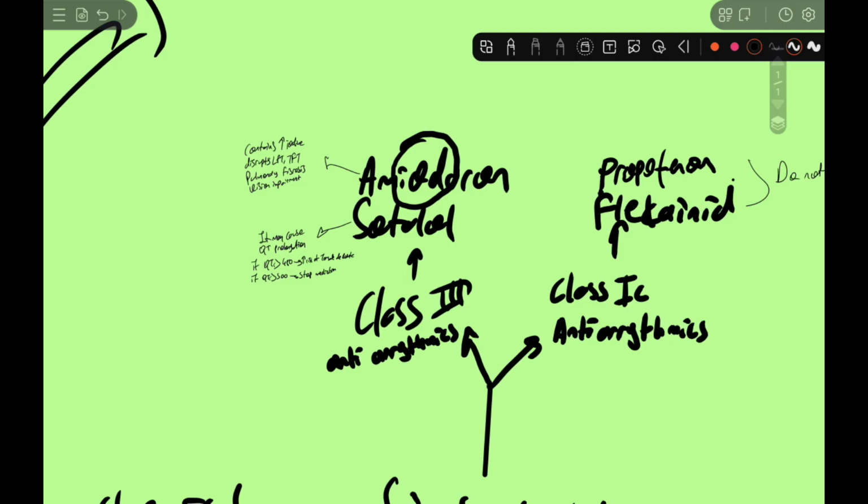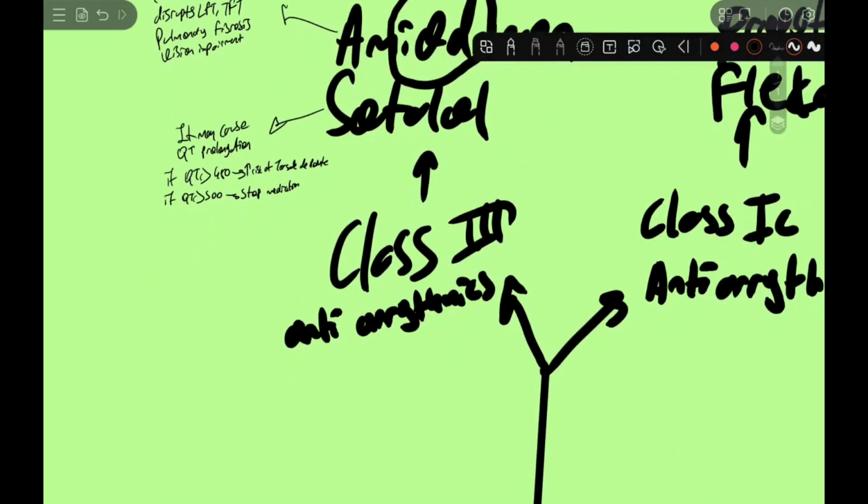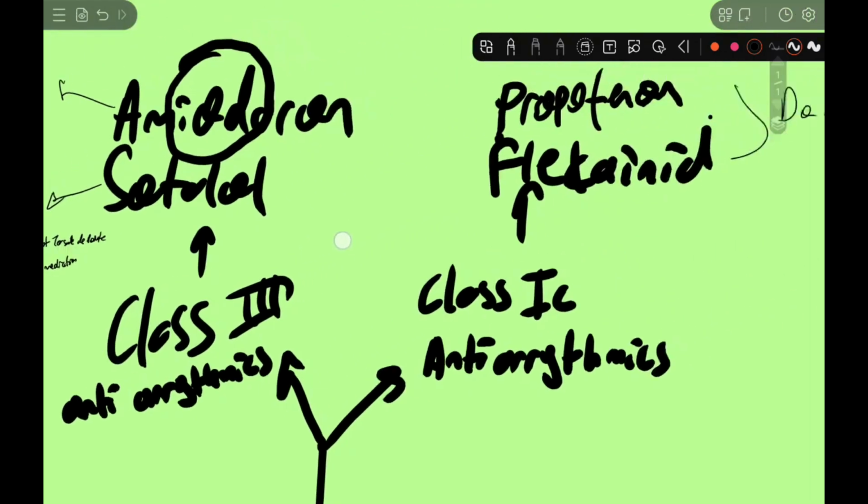And in a long use, it may cause pulmonary fibrosis and vision impairment. And sotalol, which is a beta blocker, may cause QT prolongation. If the patient's QTc is more than 480, it increases the risk of torsade de pointes, and if the QTc is more than 500, you should stop medication.